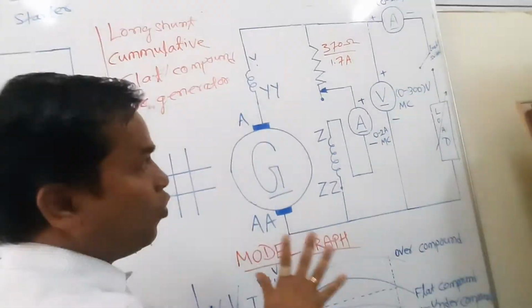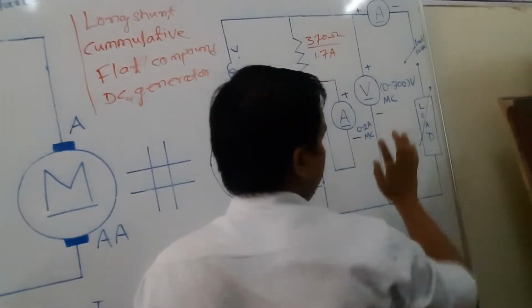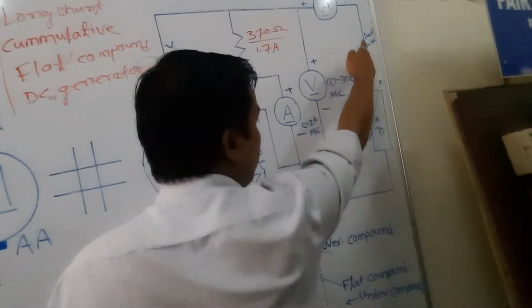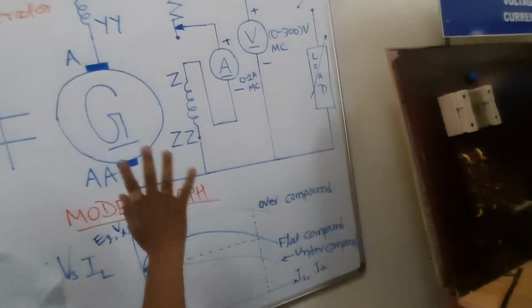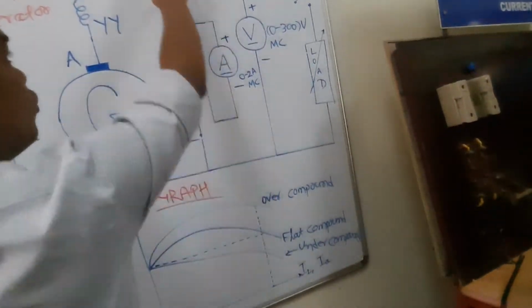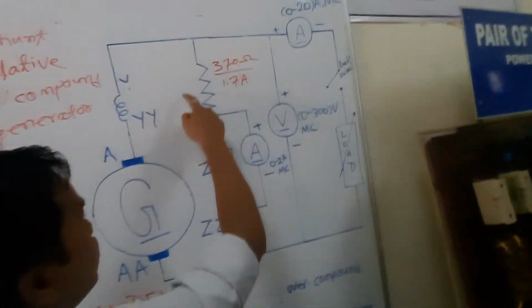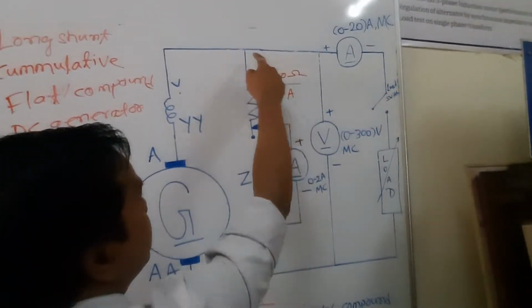At the starting, I will keep this switch open. If it is open, it means no load is connected, no load means no current passing. So I'll keep the switch open. Next, how much voltage am I going to get? Now the question is, what is the use of this rheostat?